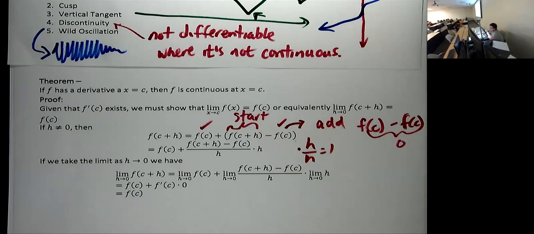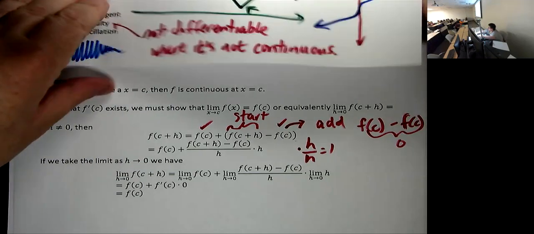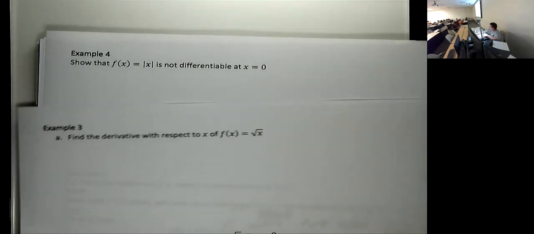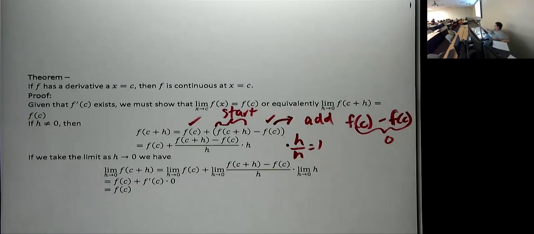I will do the two examples, example 3 and example 4, in a video today, just so you can see if you start on the homework early. Example 3 is working with the square root of x. Example 4 is working with the absolute value of x. So like weird functions. I will see you guys on Tuesday.